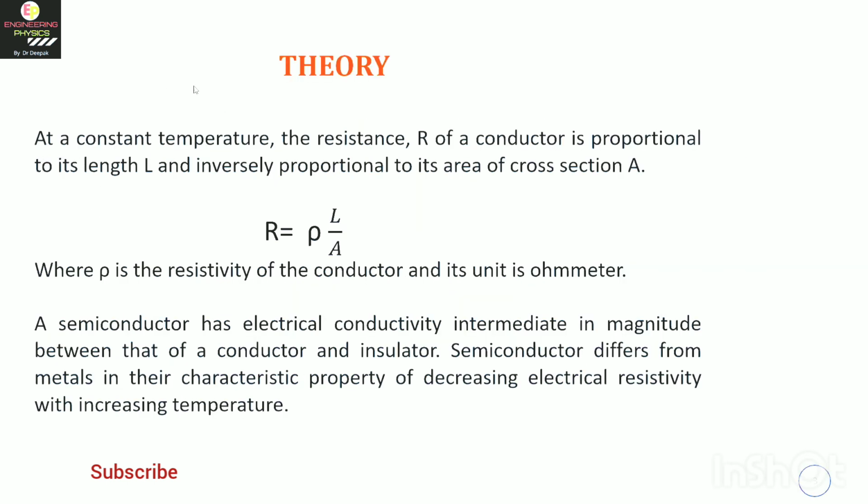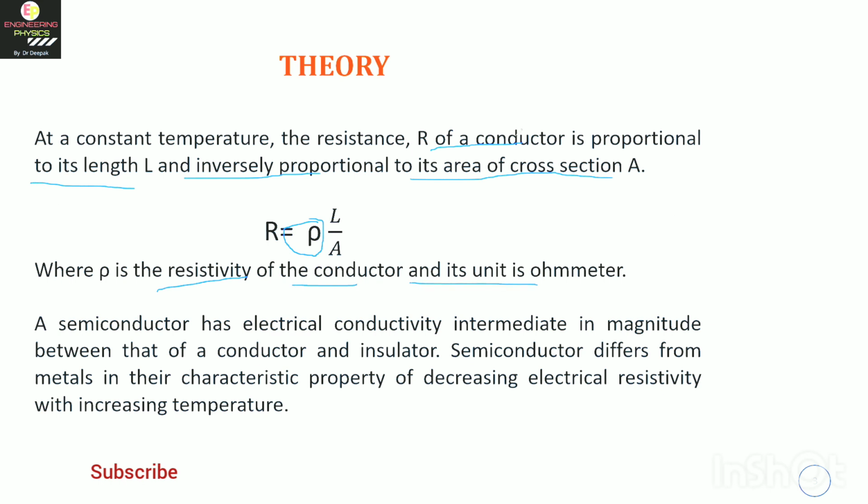What is the theory behind the experiment? At a constant temperature, the resistance R of a conductor is proportional to its length L and inversely proportional to its area of cross section A. R is directly proportional to L upon A, where rho is the proportionality constant, known as the resistivity of the conductor, and its unit is ohm meter.